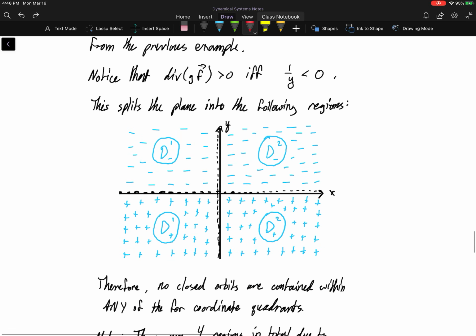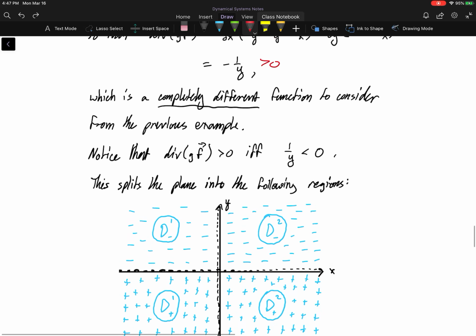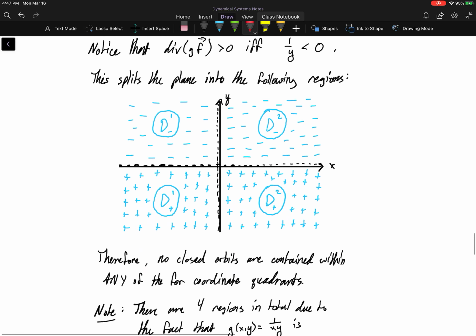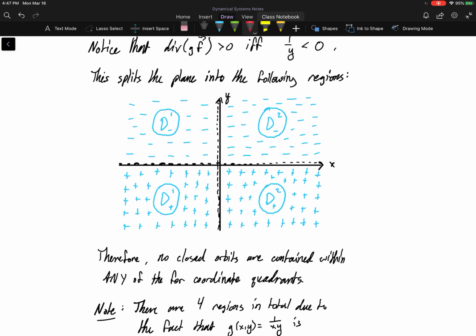So that means that I have to split up my regions into the 4 coordinate quadrants. So there is a positive divergence down below, but I do have to be careful that I take into account the domain of the g function as well. So this vector field is not defined on the coordinate axes. And the same goes for the upper half plane, but this time I'll get a negative divergence instead. So that means I could rule out limit cycles for all 4 of these regions.